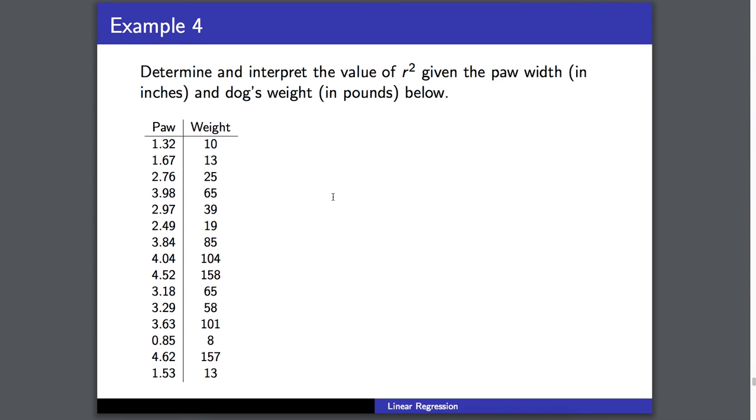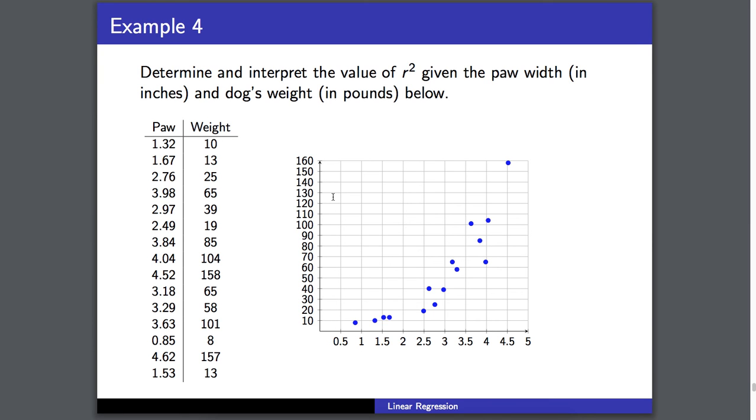So example 4, determine and interpret the value of r squared given the paw width in inches and dog's weight in pounds below. So here we have various paw widths in inches from what appears to be various breeds, and the weight in pounds of the dogs as well. So here's a scatter plot.